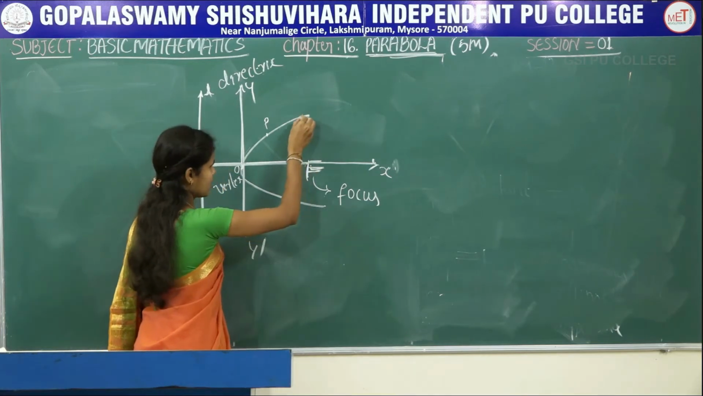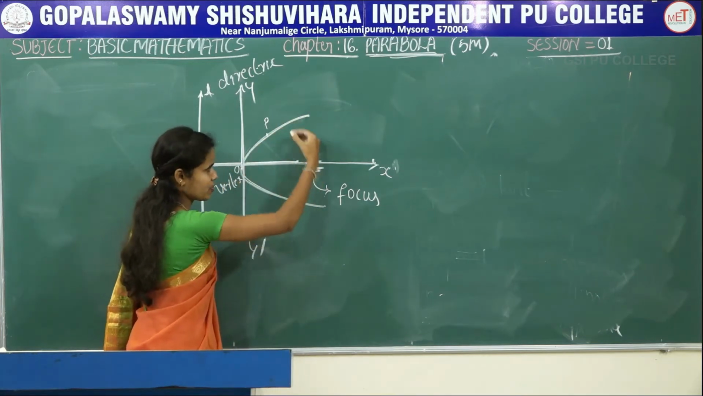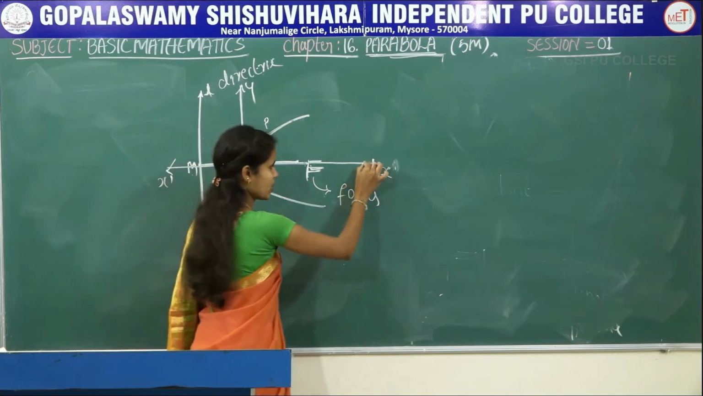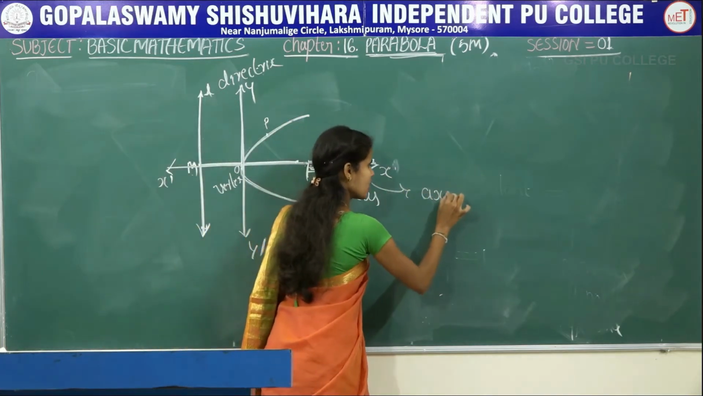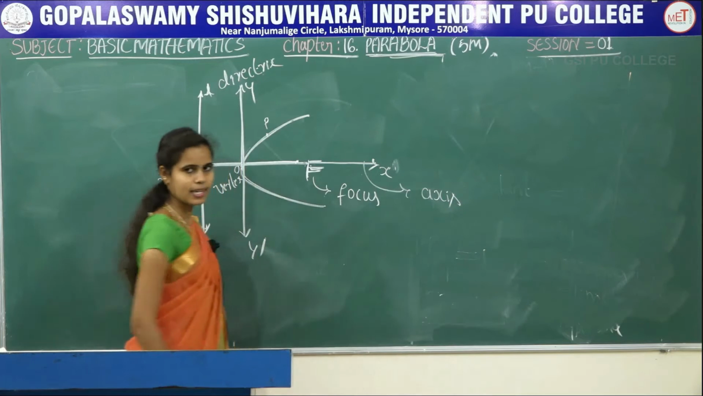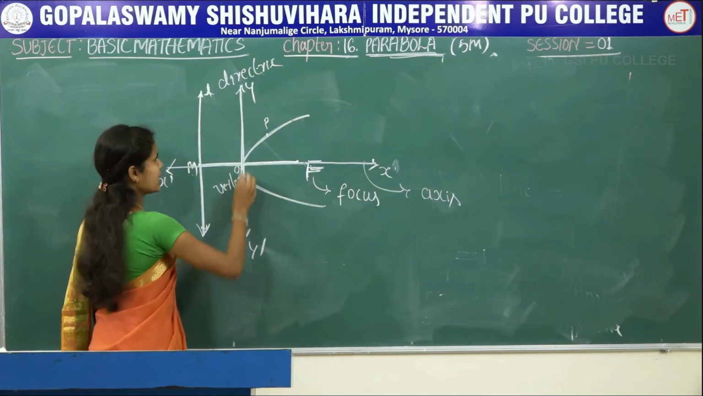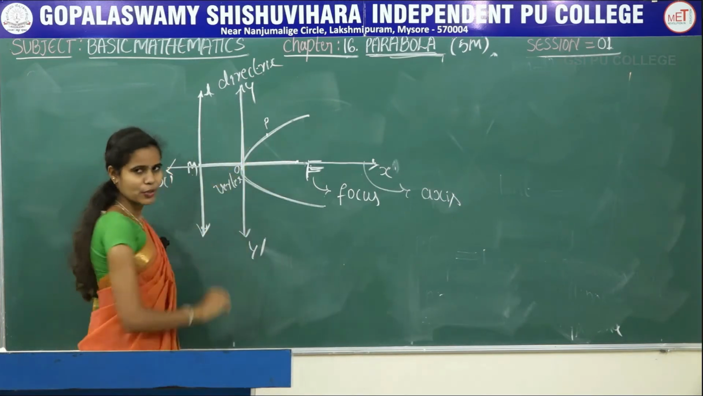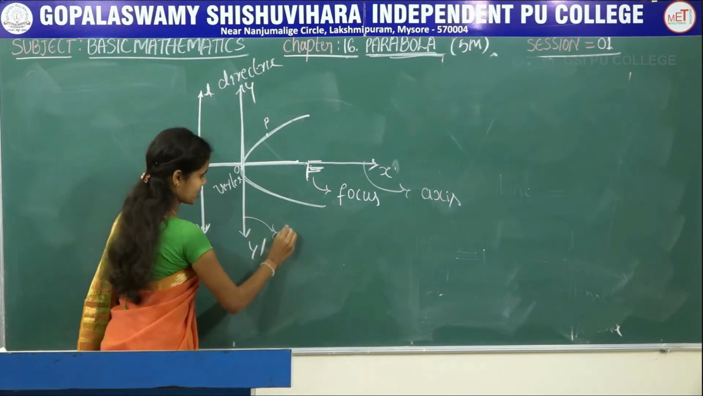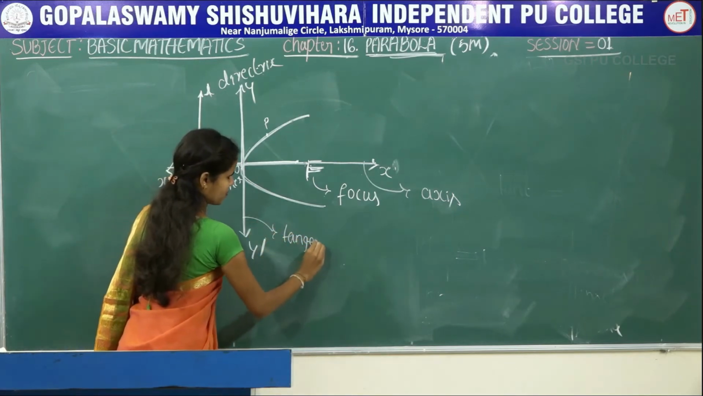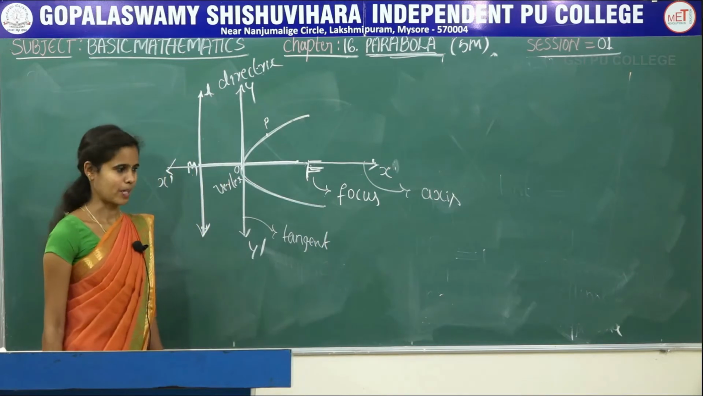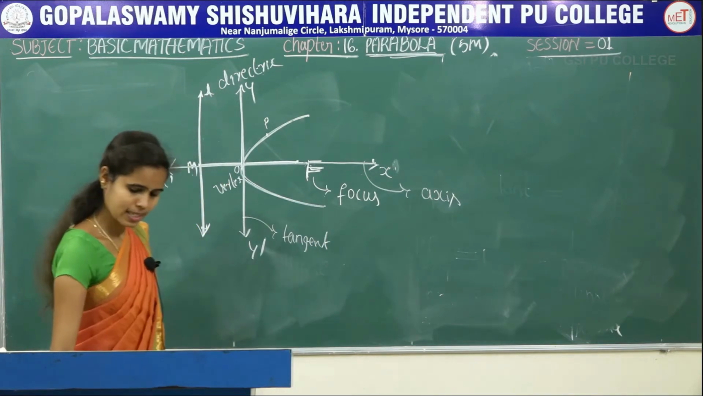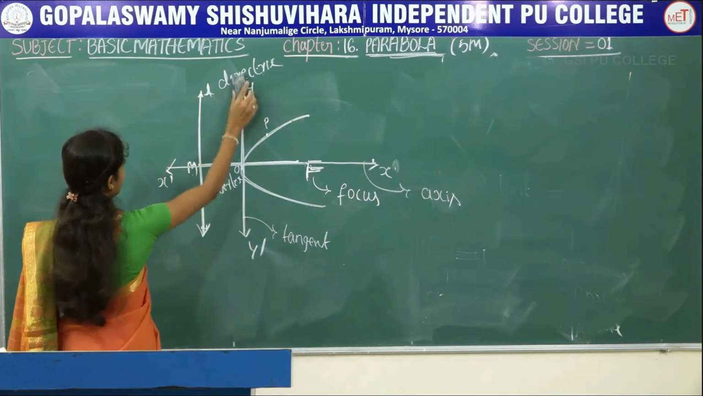Here observe, the parabola is symmetric with respect to the x-axis. Therefore the x-axis is called the axis of the parabola. Here the y-axis is called the tangent to the parabola. Next let us discuss the standard equations of parabola.